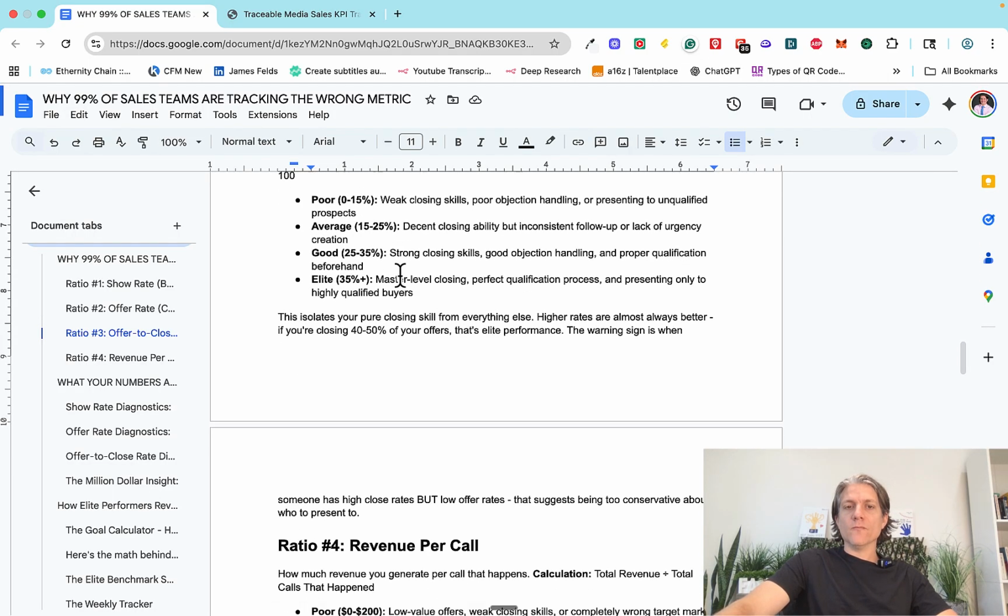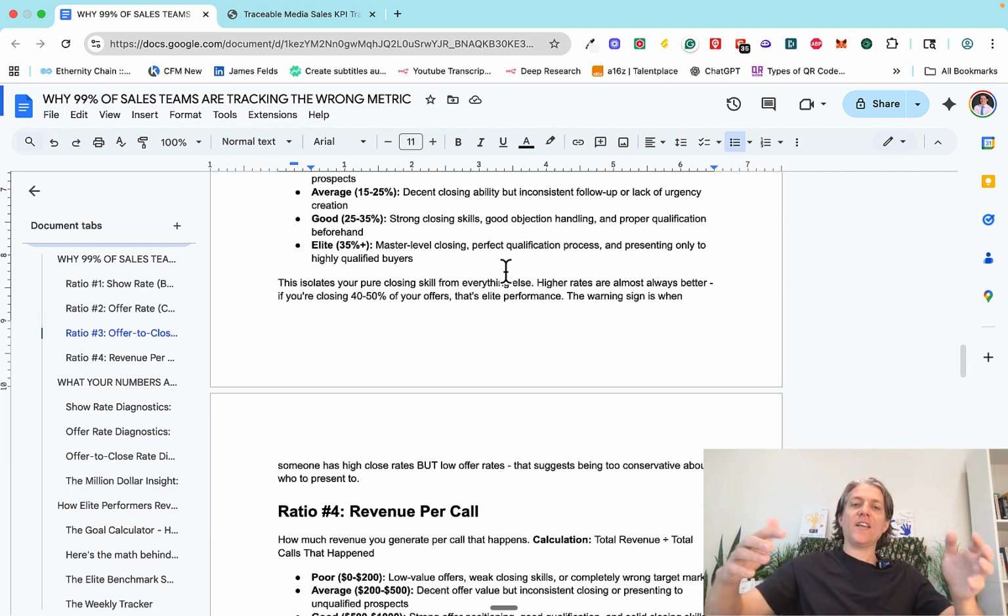Again, this ratio isolates your pure closing skill from everything else. So higher rates are almost always better, whereas in other ratios, perhaps it's not, like an offer rate. If you're closing 40 to 50+% of your offers, that's elite. The warning sign is when someone has a high close rate but low offer rate. That suggests they're being too conservative about who to present to.